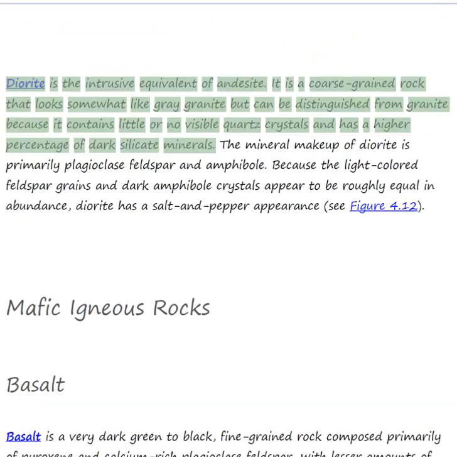Diorite. Diorite is the intrusive equivalent of andesite. It is a coarse-grained rock that looks somewhat like gray granite but can be distinguished from granite because it contains little or no visible quartz crystals and has a higher percentage of dark silicate minerals.